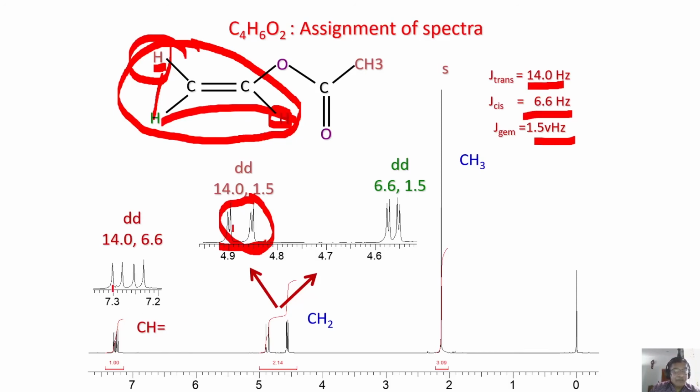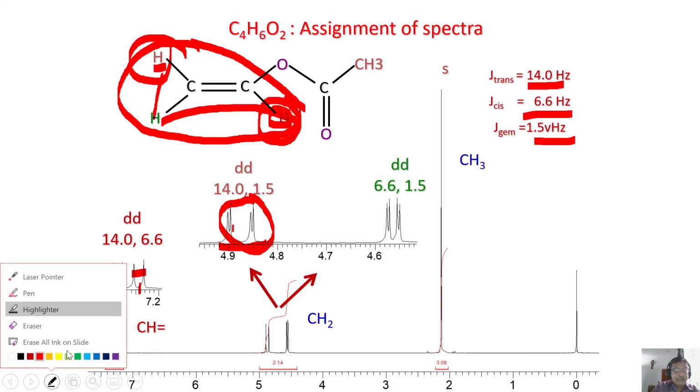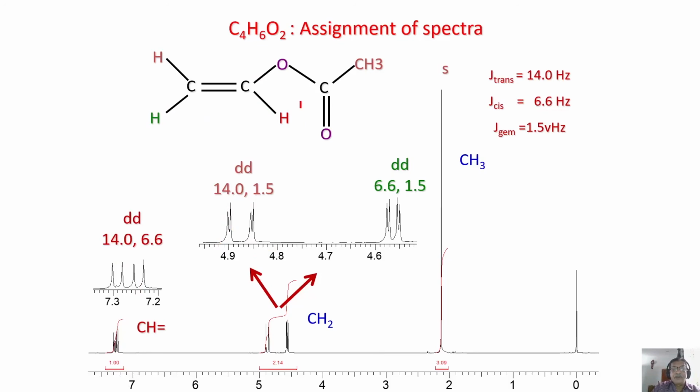So this is a large separation of trans coupling, and each of them is further split into cis coupling of 6.6 Hertz. So it is going to be very clear, well resolved doublets of doublets. So this I can assign for this proton. You are clearly understanding this. So this proton is assigned to this, and this is assigned to this.